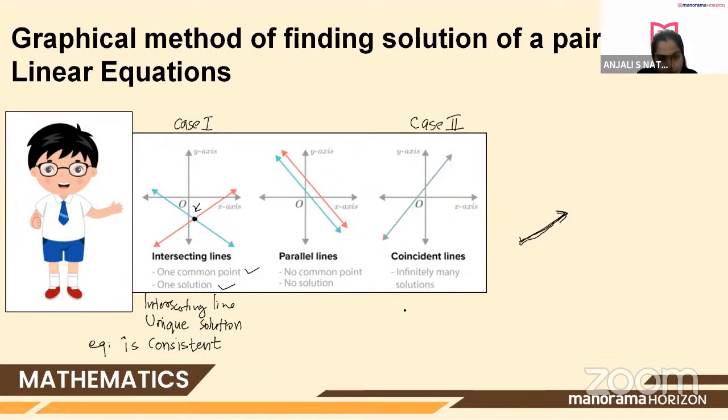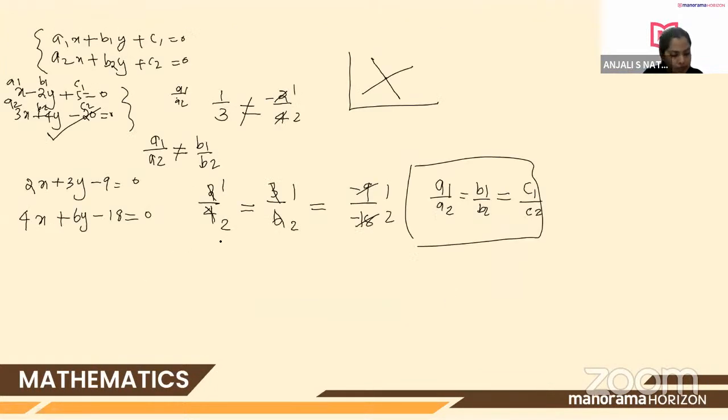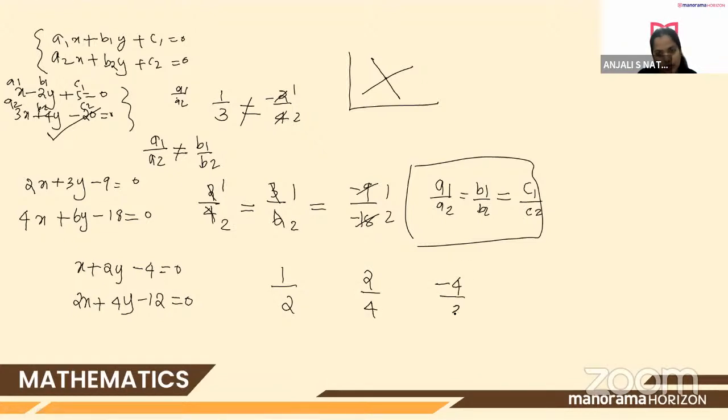Okay. And here also the equation is consistent. Okay. Clear? Moving to the case 3. x plus 2y minus 4 is equal to 0. And 2x plus 4y minus 12 is equal to 0. So first coefficient 1 by 2. Next is 2 by 4. And next is minus 4 by minus 12.